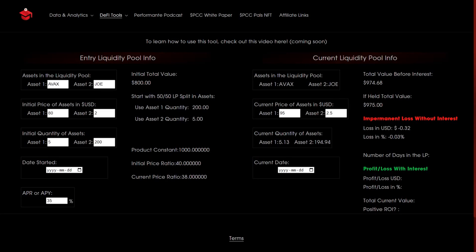In this video we'll be going over how to actually use it. It basically breaks down into two different sections. You have the entry liquidity pool info. This is when you start entering, or basically start the exposure into the LP. And then you have the current liquidity pool, which is the exit.